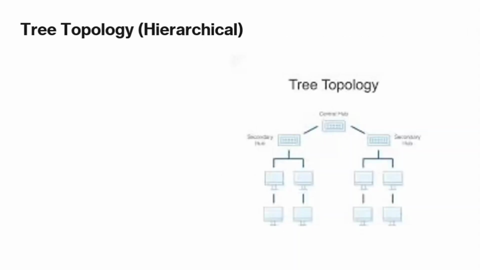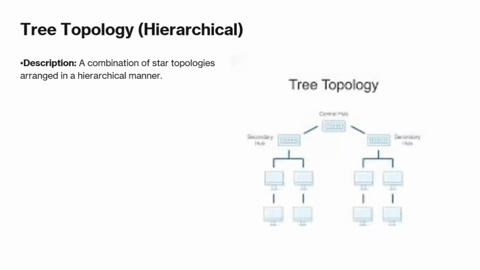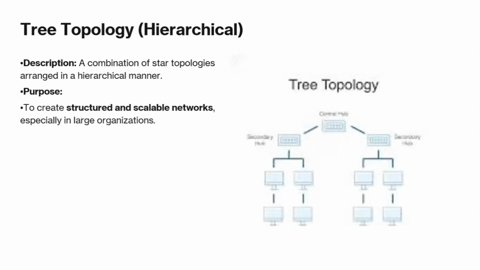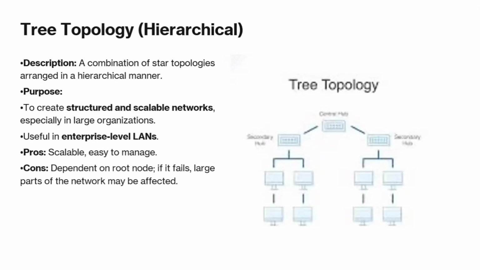The next one is tree topology, hierarchical. It's a combination of star topologies arranged in a hierarchical manner. It creates structured and scalable networks, especially in large organizations. It is useful in enterprise level LANs. The advantage is it is scalable and easy to manage, but the disadvantage is it is dependent on the root node. If it fails, large parts of the network may be affected.